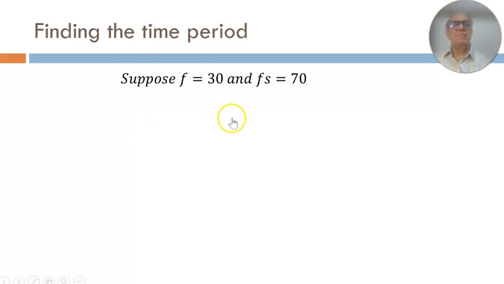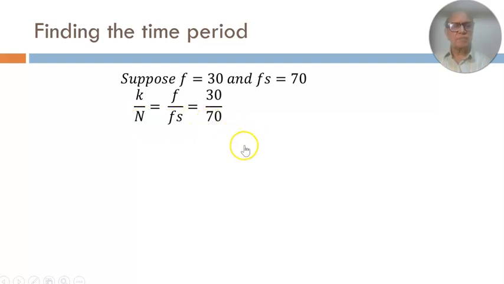How do you find this time period? That is the value of N. N is the number of samples after which the discrete time sine wave repeats. So we want to find out what is the value of this N. So suppose f is equal to 30. This is the frequency of the analog sine wave, and you sample it, let us say, at 70 samples per second. In that case, k by N, which is the same as f by fs, is equal to 30 by 70. So this N corresponds to 70.